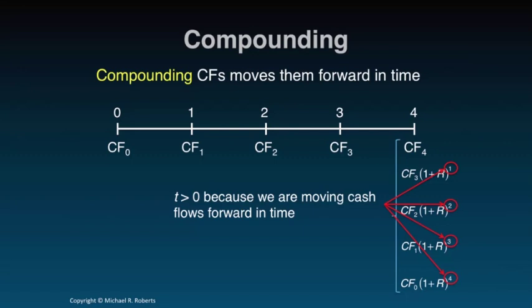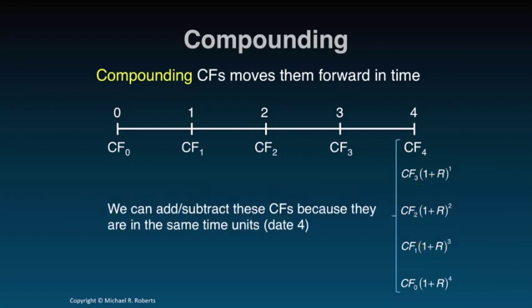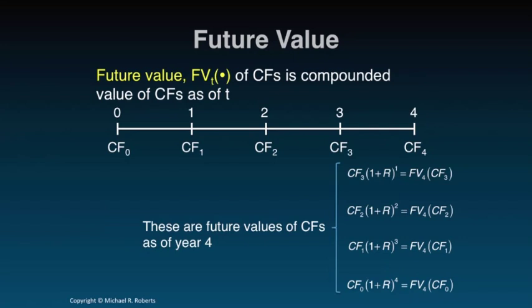Now, I can add all of these cash flows because they're all in the same time units. They're all in date 4 time units. Now these cash flows, once they've been moved forward, are referred to as future values. Again, this is just notation like with present values. This is the future value as of period 4 of cash flow 3, the future value as of period 4 of cash flow 2, and likewise for cash flows 1 and 0.